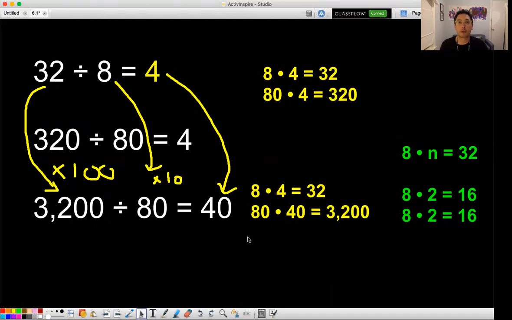All right, so we're going to use these ideas as we try to get a sense of our extended facts and division facts.